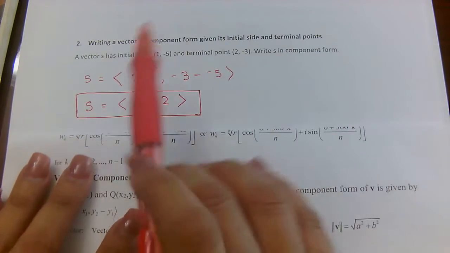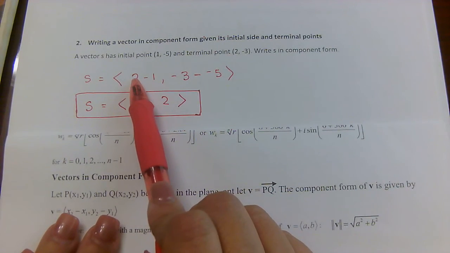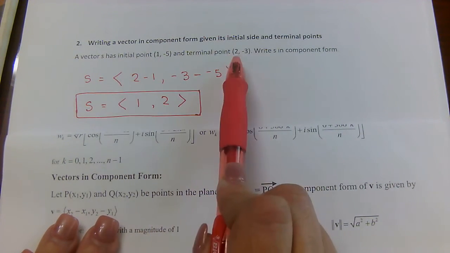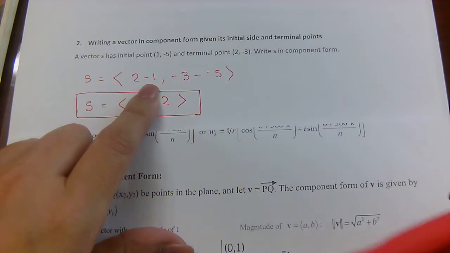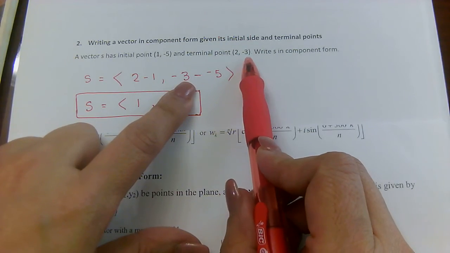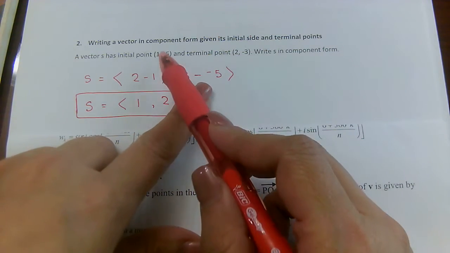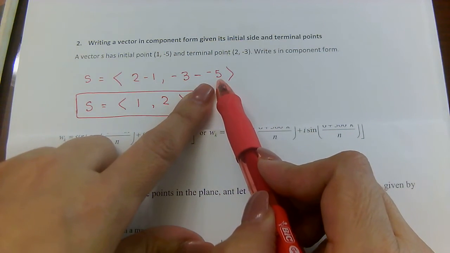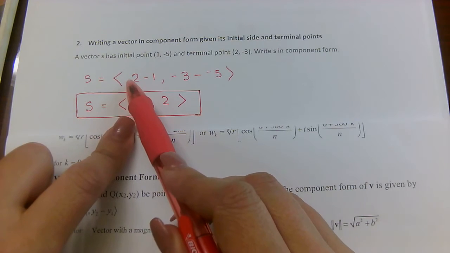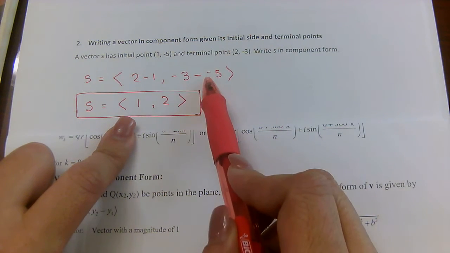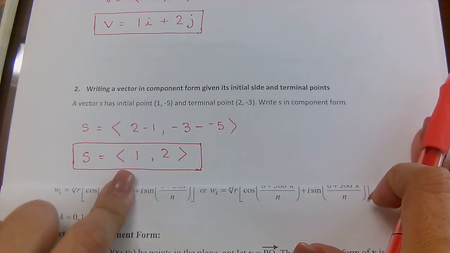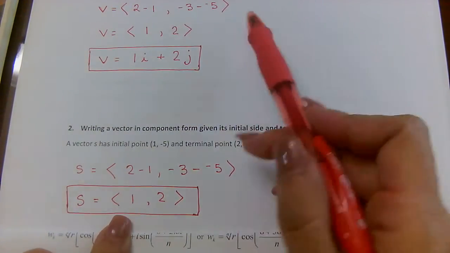All right, so we're going to use the same formula. X2, which is 2, minus X1, which is 1. Y2, which is negative 3, minus negative 5, just like that. So 2 minus 1 is 1. Negative 3 plus 5 is positive 2. Okay, exact same form.